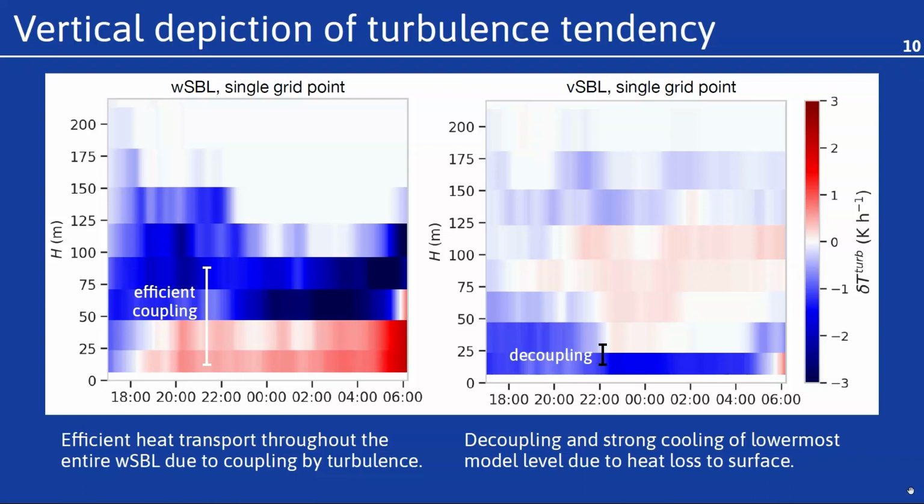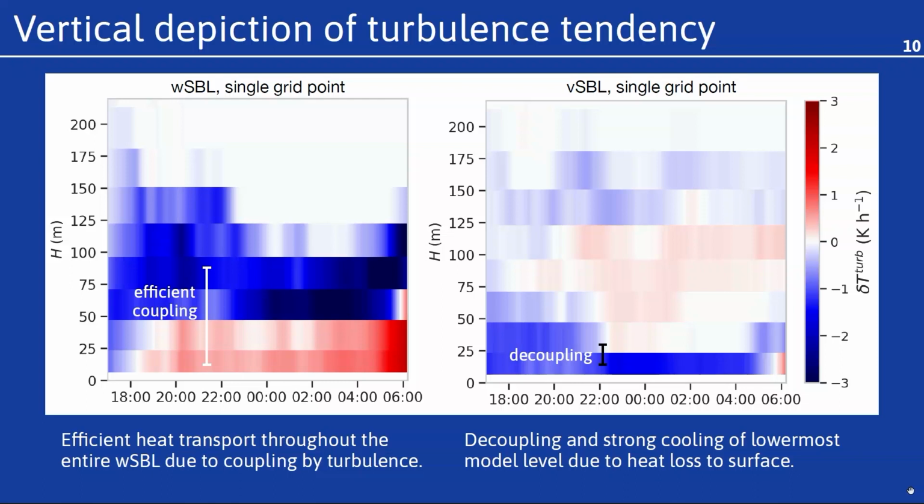And we can actually see that when we look at the vertical structure of the turbulence tendency, where in the weakly stable case, we can see this coupling where the higher model levels in the stable boundary layer cool due to turbulence as they efficiently transport heat downward to the surface to counteract the cooling of the surface. And we can see that here in the lowermost model levels, we actually have a warming by turbulence. In the very stable case, that does not happen.